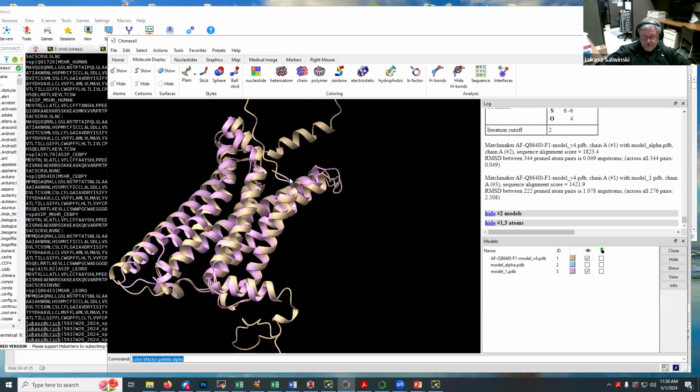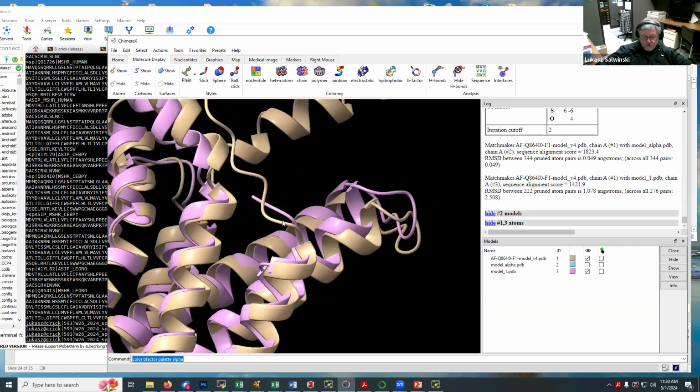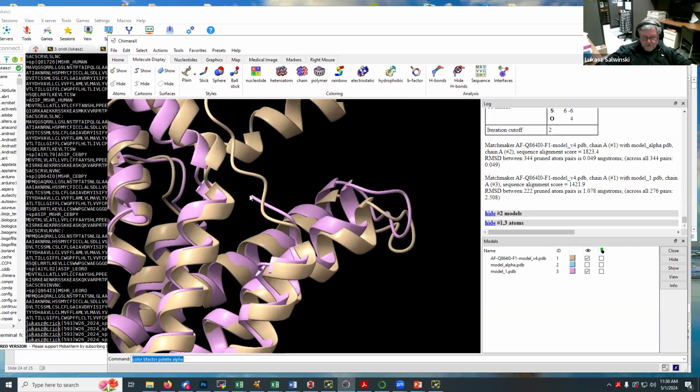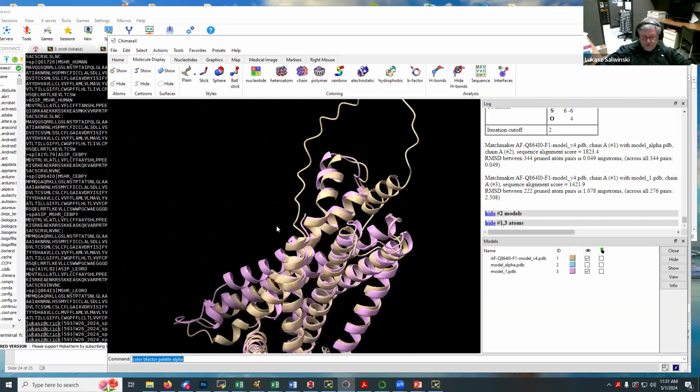We can check where the prediction ends by hovering over the chain. Prediction ends at position 40. That's the first residue modeled by Swiss model. The leading 40 residues are missing. This is probably quite reasonable.